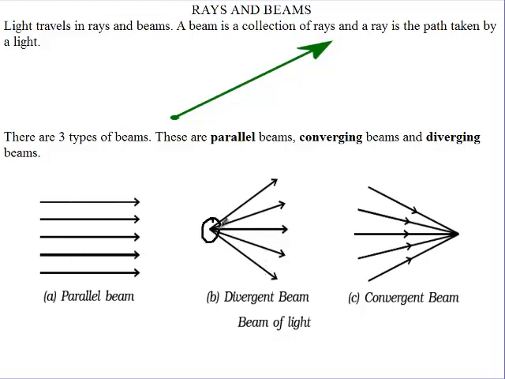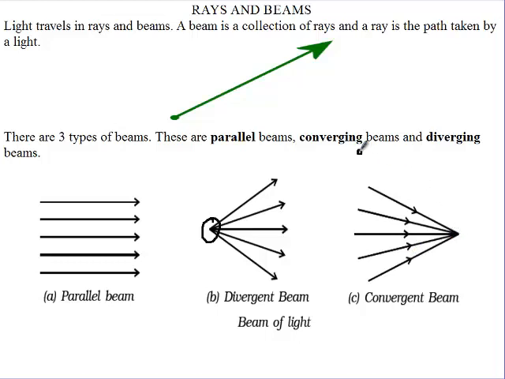All the rays start from a point and then they spread out. Convergent beam, all the rays come from different sources and then they converge, or they meet at a point. Inside the eye, we have the retina. All rays that pass through the lens converge at the retina.